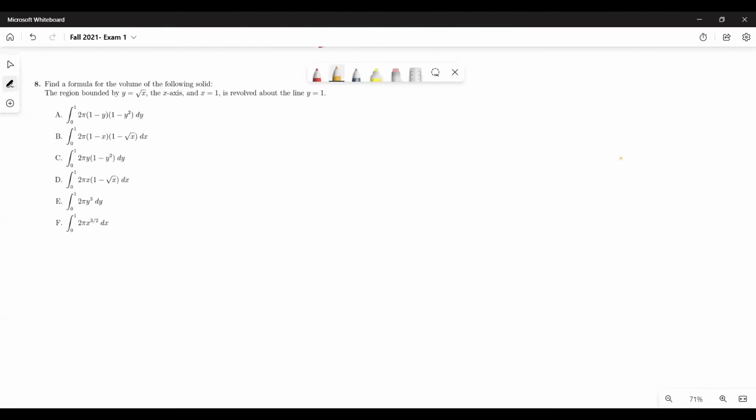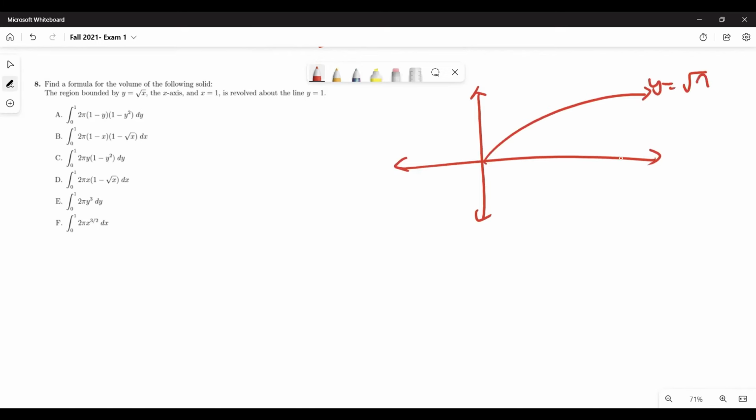Okay, so the question asks to find the formula for the volume of the following solid. So let's draw the solid first. y equals square root of x, and then the x-axis, x equals 1, y equals 1. Okay, and then let's look at the options. They all start with 2 pi. This means it's the shell method. Good to know. And then it's revolving around the line y equals 1. If you remember, the shell is always parallel to the revolving line. So the thickness will be dy. So you cancel out all those options with dx, and then circle the ones with dy.